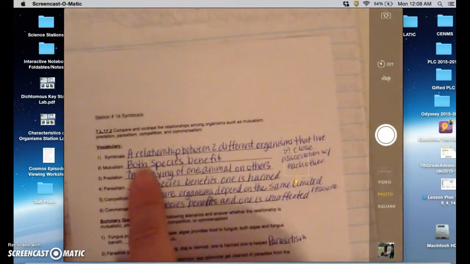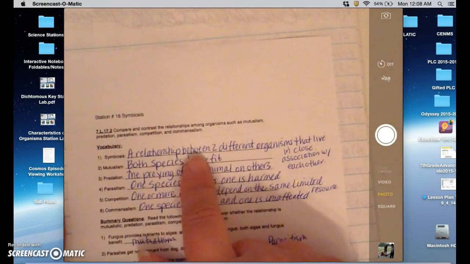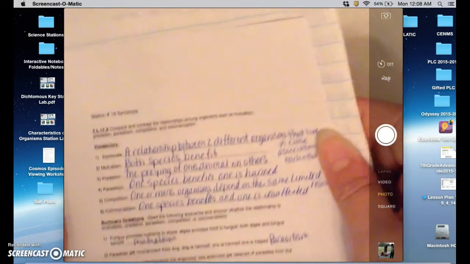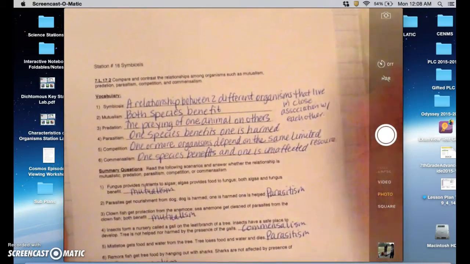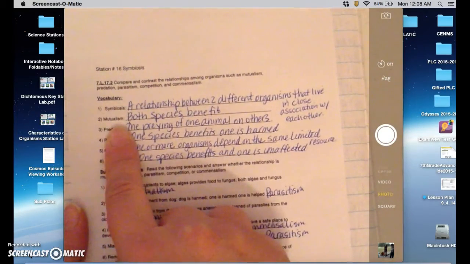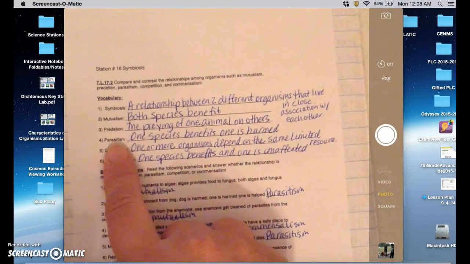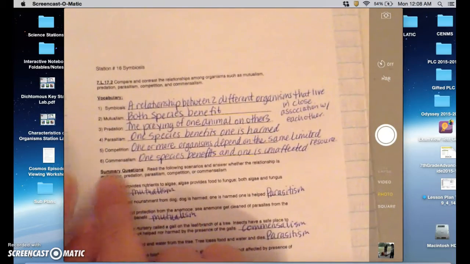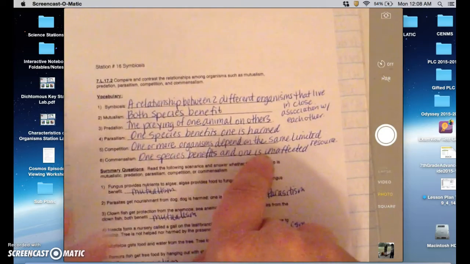This is symbiosis. So compare and contrast relationships among organisms such as mutualism, predation, parasitism, competition, and commensalism. Symbiosis is a relationship between 2 different organisms that live in close association with each other. If you have a mutualistic relationship, both species benefit. If you have a parasitic relationship, one benefits and one is harmed. If you have a commensalistic relationship, then you have one species benefiting and one that's completely unaffected.